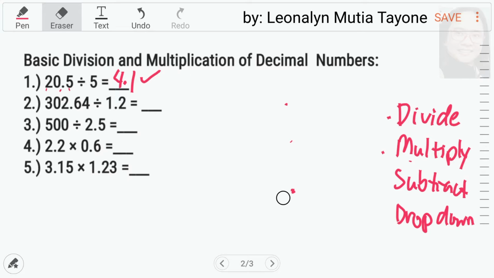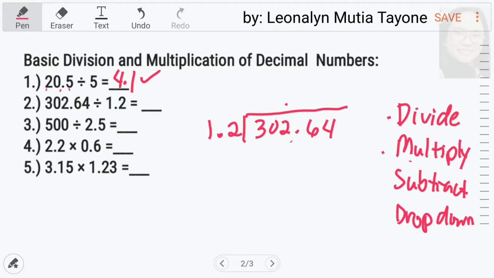Now, let's do number 2. 302.64 divided by 1.2. Our divisor here has a decimal point, 1.2. Remember, to divide with decimal numbers, always multiply the divisor by as many tens as necessary until we get a whole number, or just move the decimal point out of the way until we get a whole number.